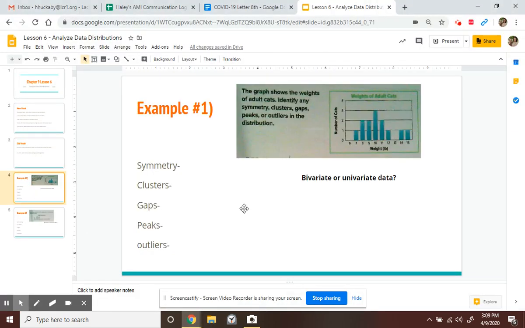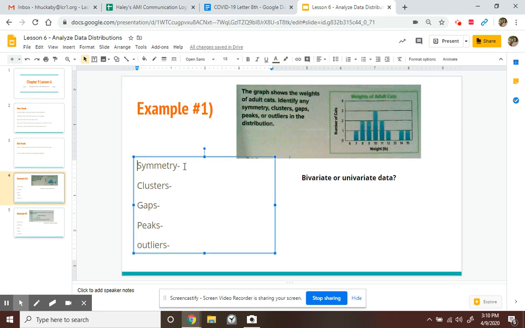All right, so here we go. Example 1. The graph shows the weights of adult cats. Identify any symmetry, clusters, gaps, peaks, or outliers in the distribution. So if you look at this, we have to do 5 different answers pretty much. So symmetry, is this symmetric? There's no symmetry because we have these two right here. Otherwise, it might be symmetric, but these two kind of throw it off.